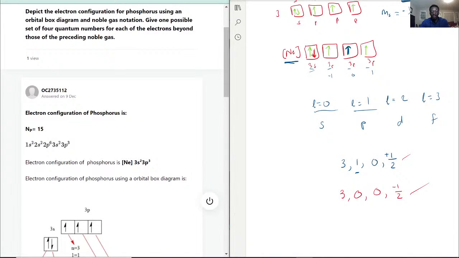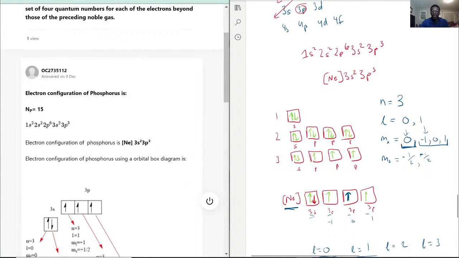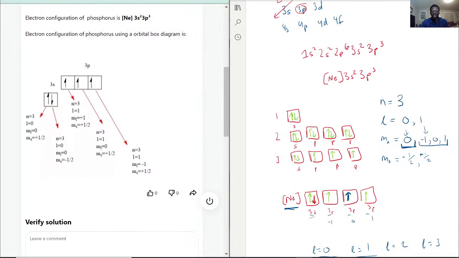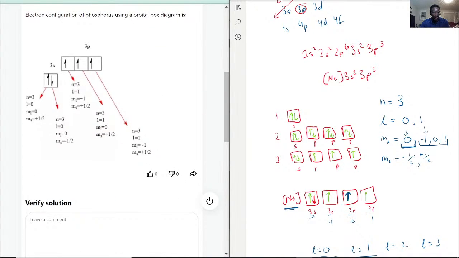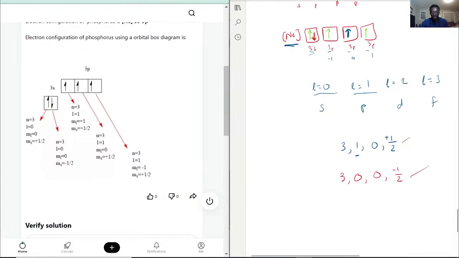As we see, they got the same answer we did when it comes to the full form, and then we have 3s2, 3p3, perfect. They were nice enough to list off every single combination. So as you see here, we have 3, 0, 0, +1/2 and 3, 0, 0, -1/2, which we did here. Then we have 3, -1, +1.